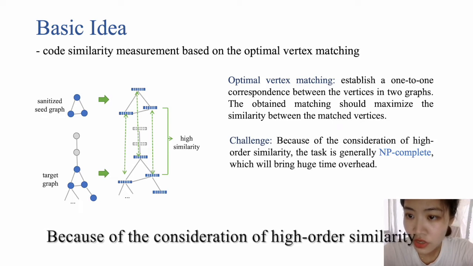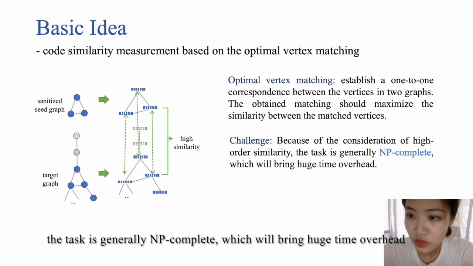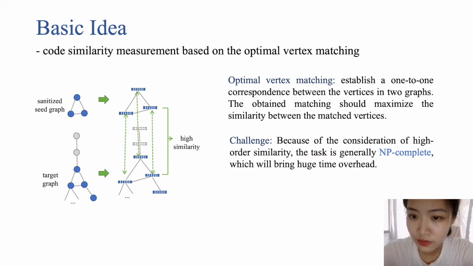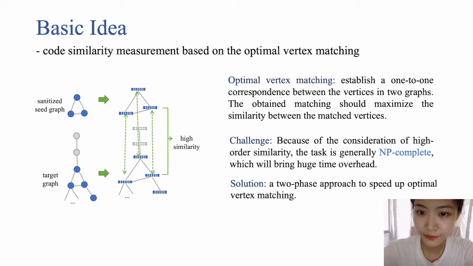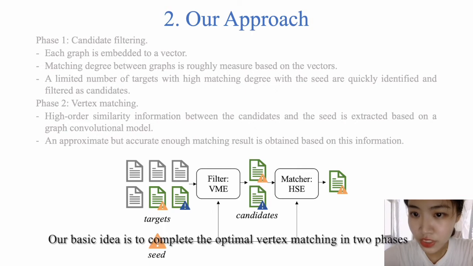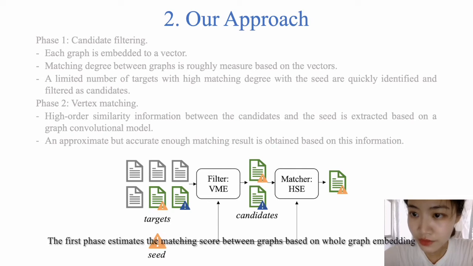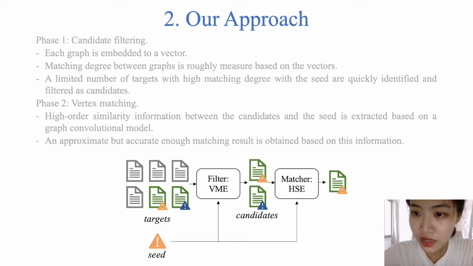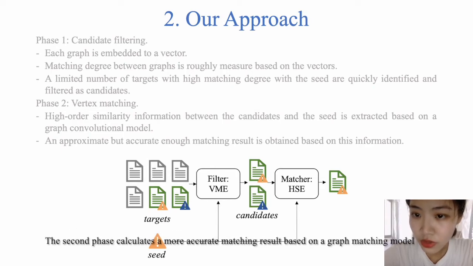Because of the consideration of high-order similarity, the task is generally NP-complete, which will bring huge time overhead. Therefore, we design a two-phase approach to speed up the optimal vertex matching. Our basic idea is to complete the optimal vertex matching in two phases. The first phase estimates the matching score between graphs based on whole graph embedding and reduces the number of targets to be analyzed. The second phase calculates a more accurate matching result based on a graph matching model.